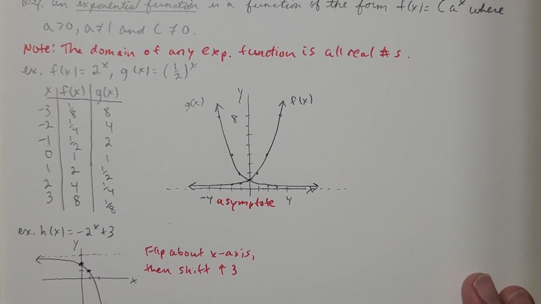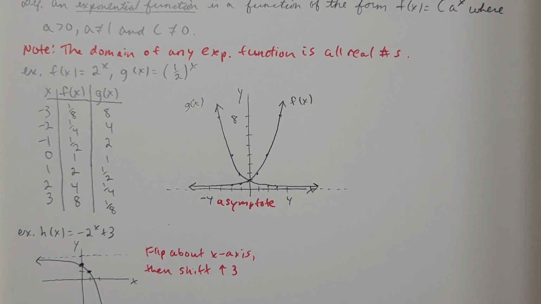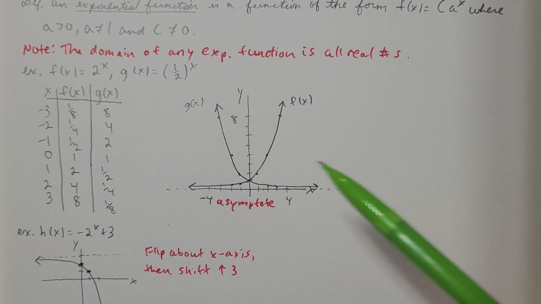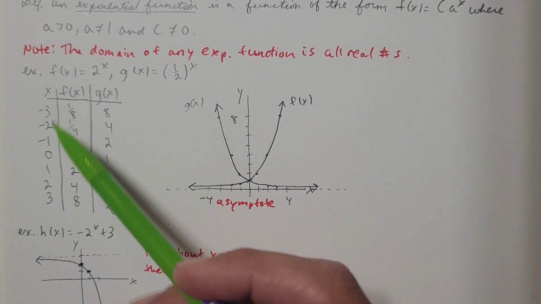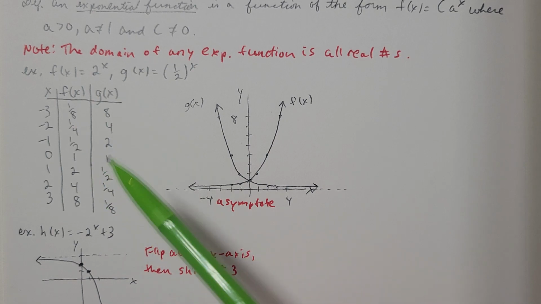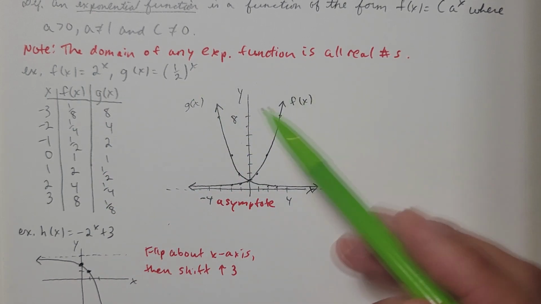So let's take a look at this example here. Suppose that I want us to graph f of x equals 2 to the x and g of x equals 1/2 to the x. Okay, we'll go ahead and sketch these graphs, and I'll mention some things along the way. I'm going to use a table of numbers. Okay, so there's x, there's f of x, and there's g of x. X can be anything. The domain is all real numbers.